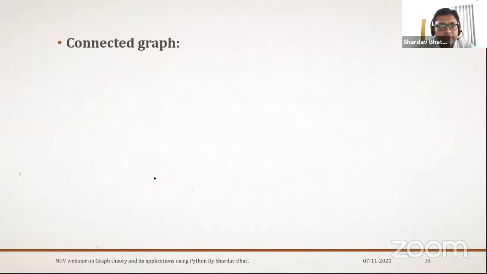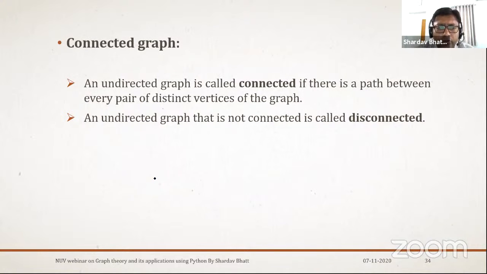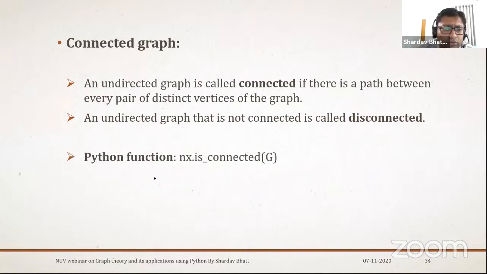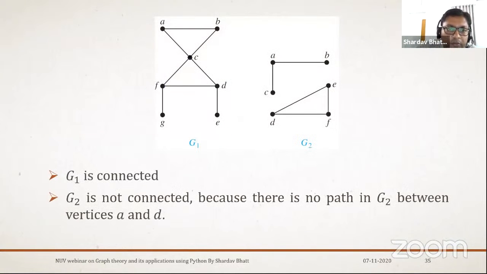And now we will see connected graph. Connected graph means if there is a path between every pair of vertices, then that is called a connected graph. And if it is not there, then it is called a disconnected graph. The function to check this is nx.is_connected(g). That will give us the answer true or false. This is an example of connected and disconnected graph. G1 is connected because there is a path between every pair of vertices. G2 is not connected because from E to A you cannot go because there is no edge between them. So this is a disconnected graph.